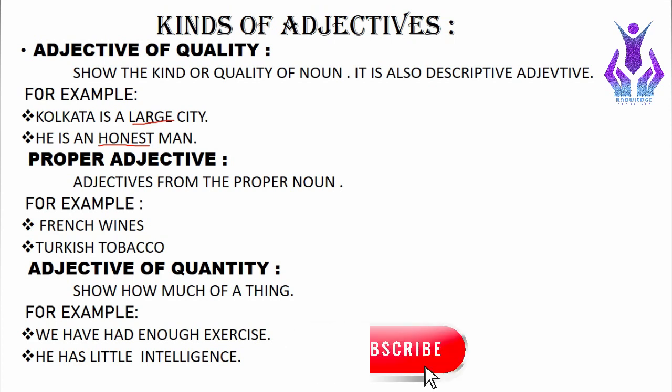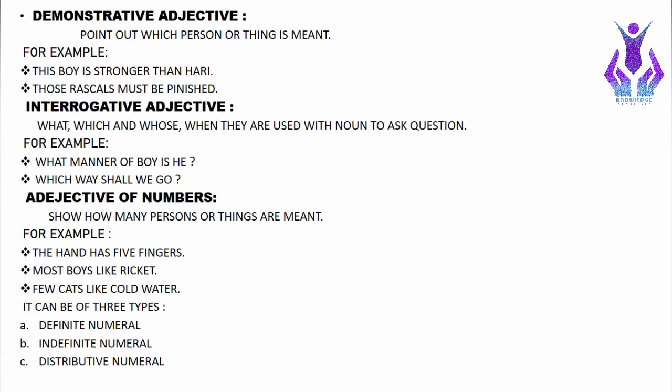The next one is adjectives of quantity. They show how much of a thing. Adjective of quantity shows how much of the thing is meant. For example, we have had enough exercise. Enough is an adjective of quantity. The next one is: he has little intelligence. So little is an adjective of quantity. There is no need to go into so much detail, because these can be understood just from their names.